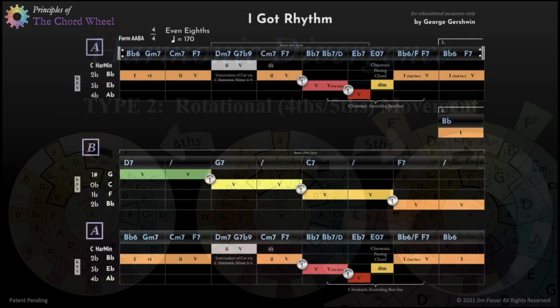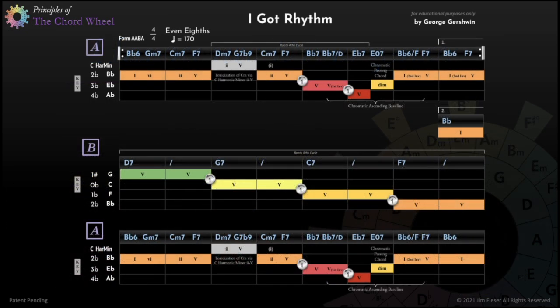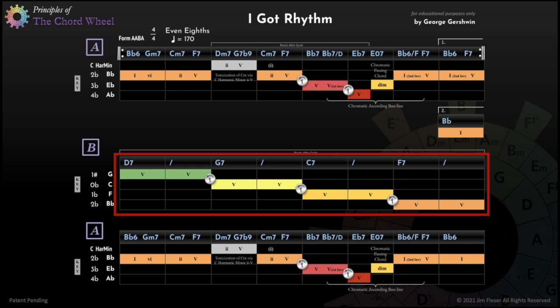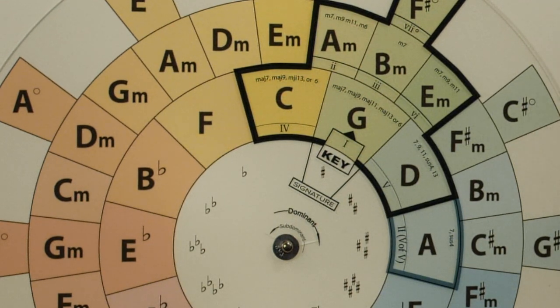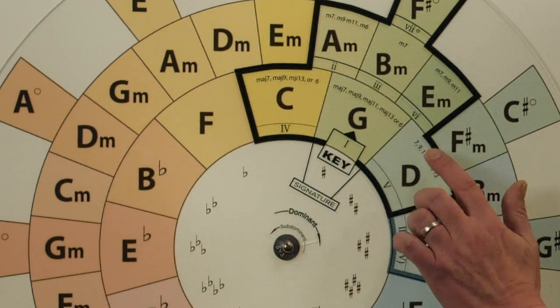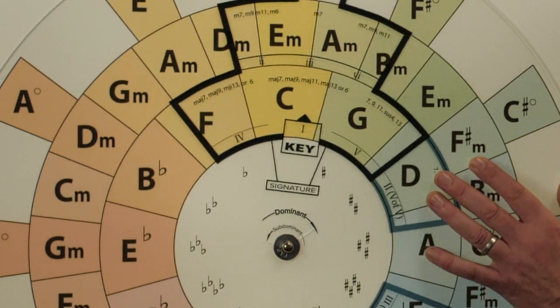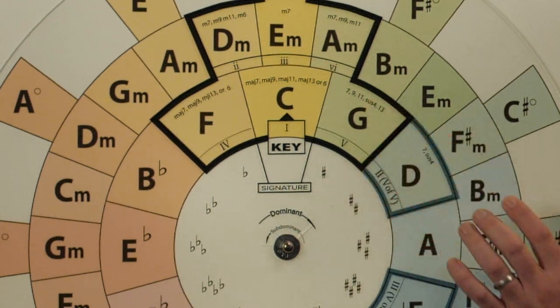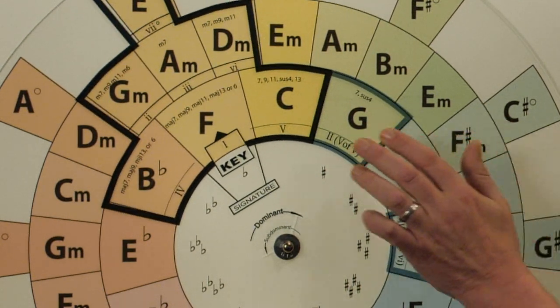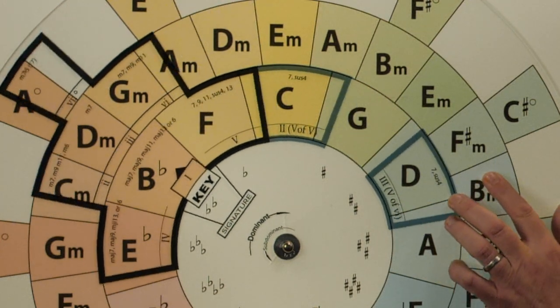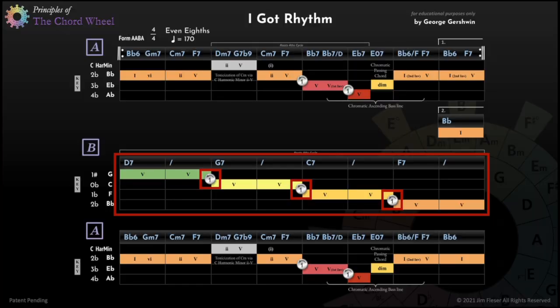Let's see this in the real world. Here is I Got Rhythm. I want you to focus on the B section in the middle, where we move from D7 to G7 to C7 to F7. Between each of these is a symbol showing a 1 with a counterclockwise rotation. Heading over the chord wheel, here we have D7, 1 click to the left, G7, 1 click to the left, C7, 1 click to the left, F7. Back to our progression, we can see this is exactly what this composition does.